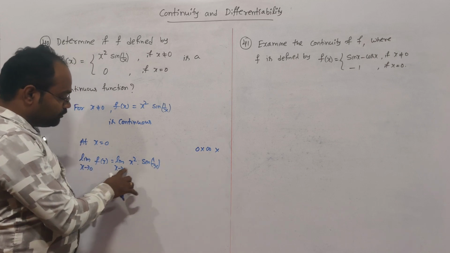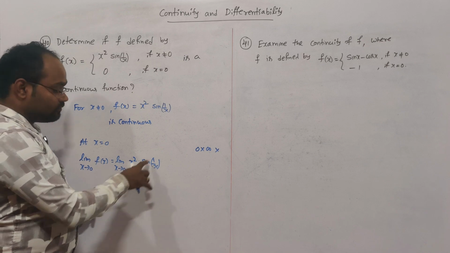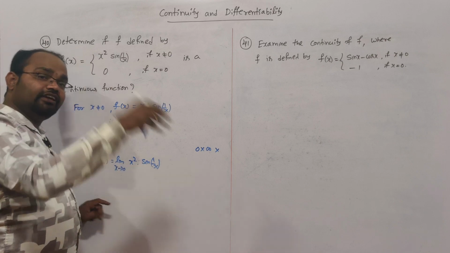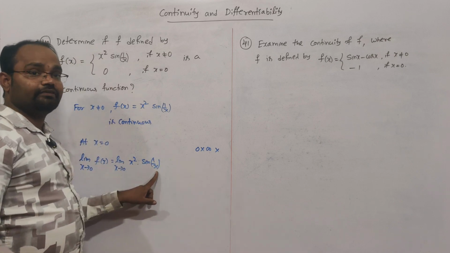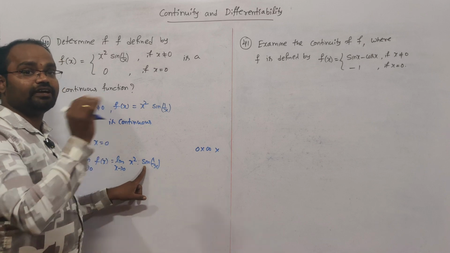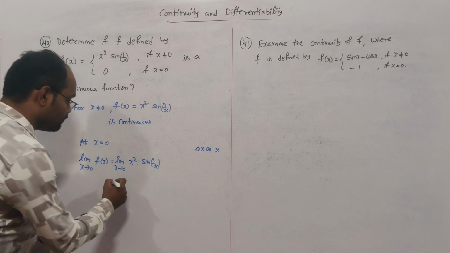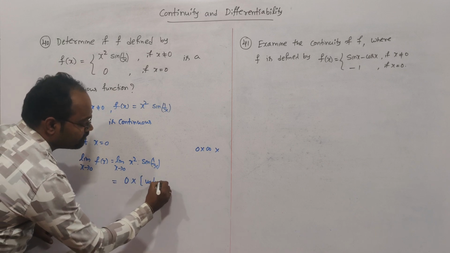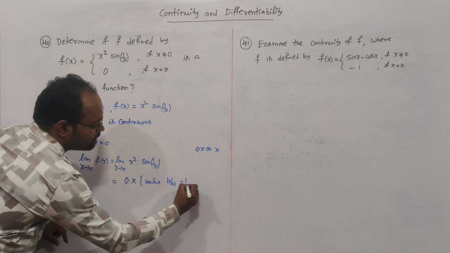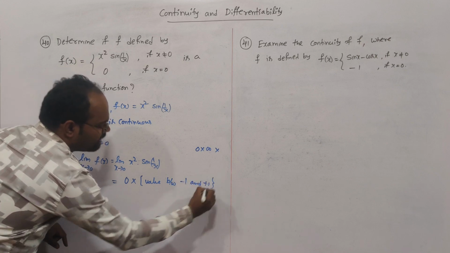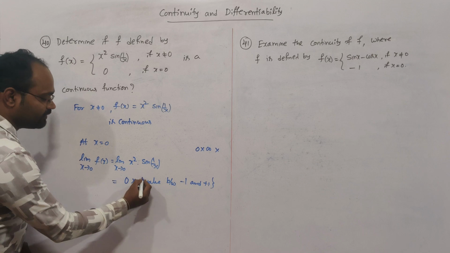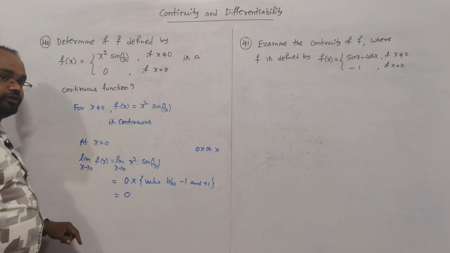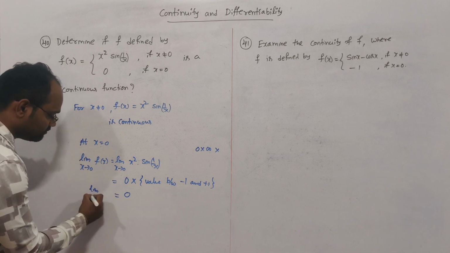Any finite quantity into 0 is 0, while 1 by 0 would give infinity. But for any large value of this, the sine function lies between -1 and +1. So therefore we will get 0 into a value between -1 and +1. We will get some value between -1 and +1. So therefore 0 into any finite quantity we will get 0 only. This is the limiting value.